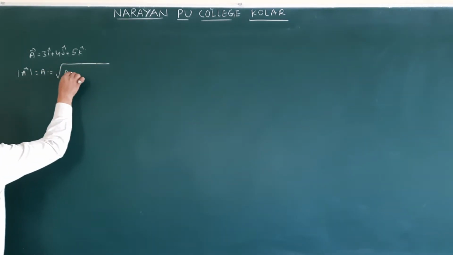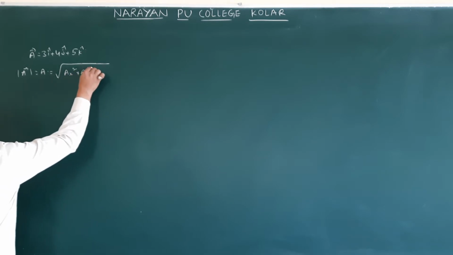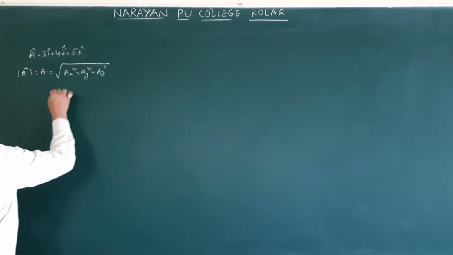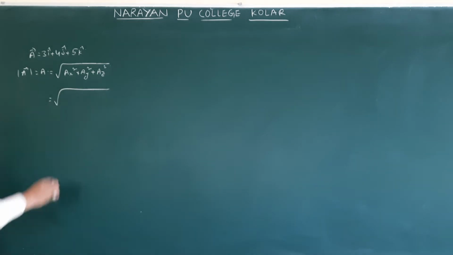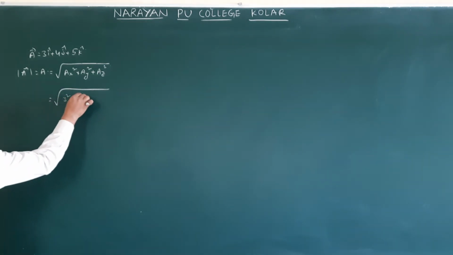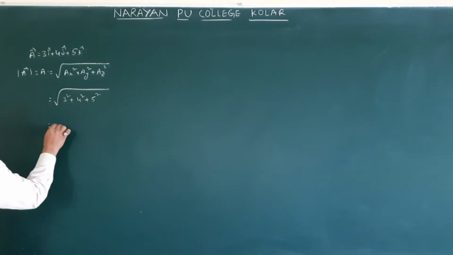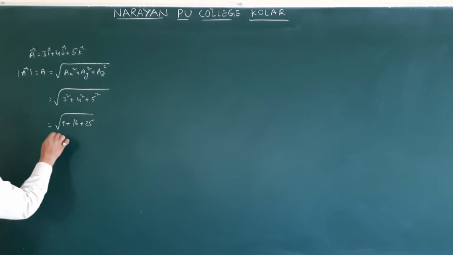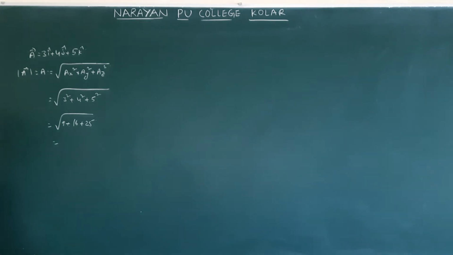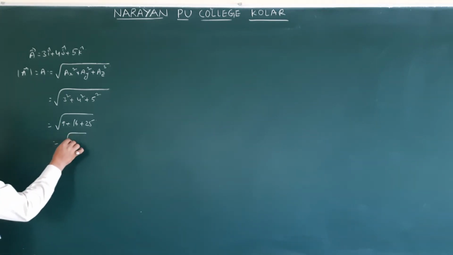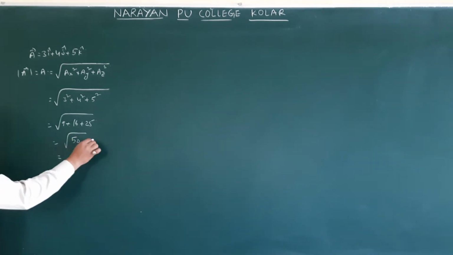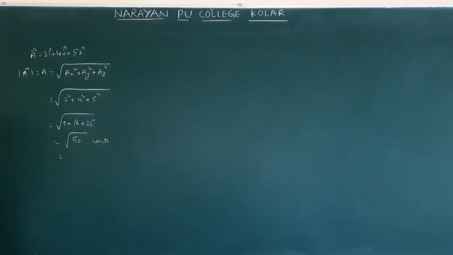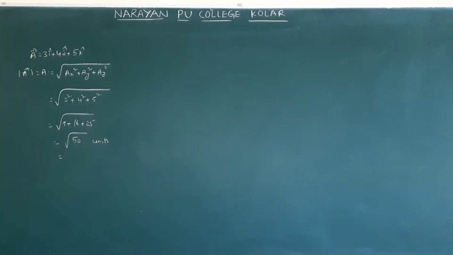Root of ax square plus ay square plus az square, 3 square plus 4 square plus 5 square, 9 plus 16 plus 25. So 9 plus 16, 25, 25 plus 25, root 50. So root 50 units. So they gave answer.